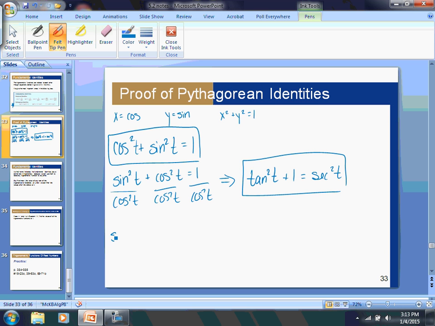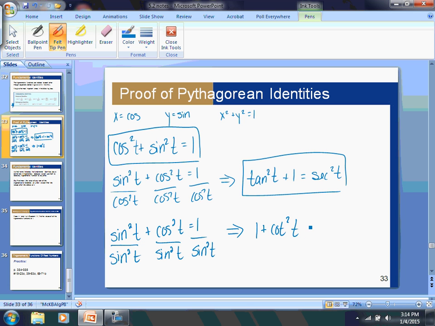And then if I go back to that same Pythagorean identity, that very first one, sine squared plus cosine squared equals 1. If I take that and I divide everything by sine, then I get 1. And cosine over sine, that's cotangent. And then 1 over sine, that's cosecant. And that is my third Pythagorean identity.